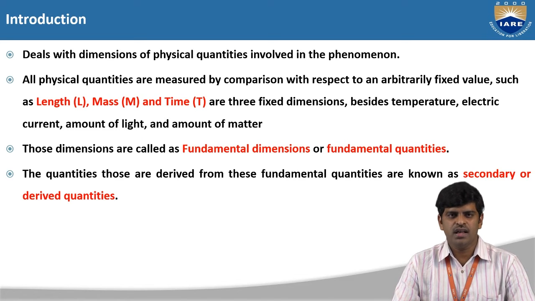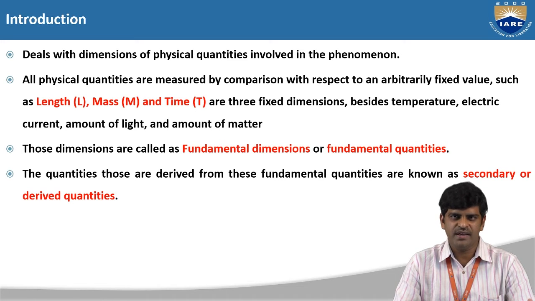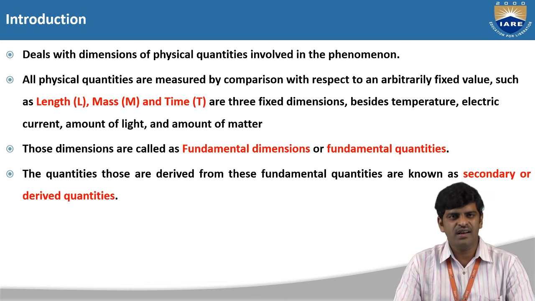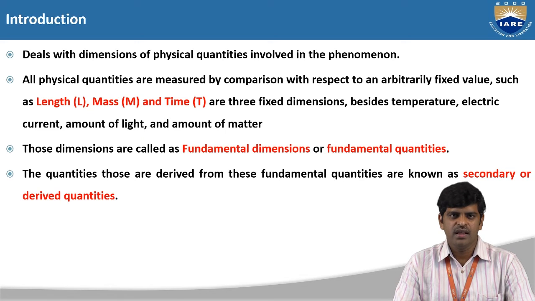Basically, the quantities we consider are divided into two types: fundamental quantities and derived quantities. The fundamental quantities are mass, represented by M, length, represented by L, time, represented by T, and temperature, represented in degrees centigrade. These are called fundamental quantities as they don't depend upon any other parameters, and we can say these are all independent parameters.